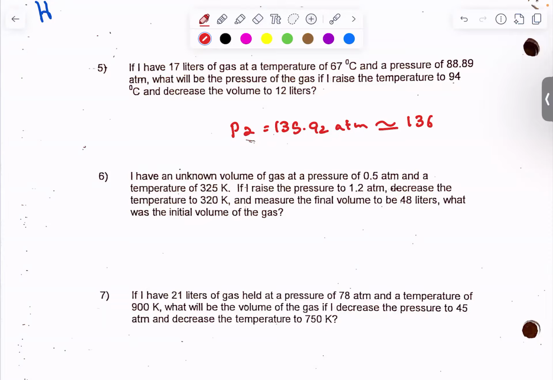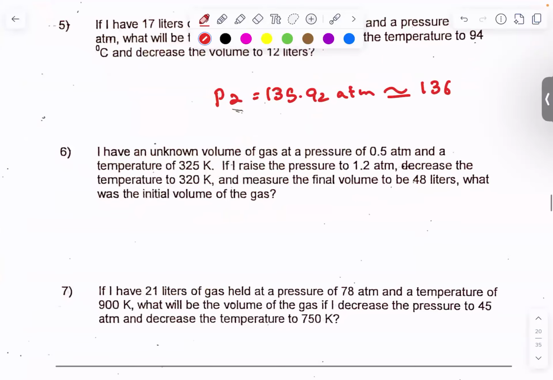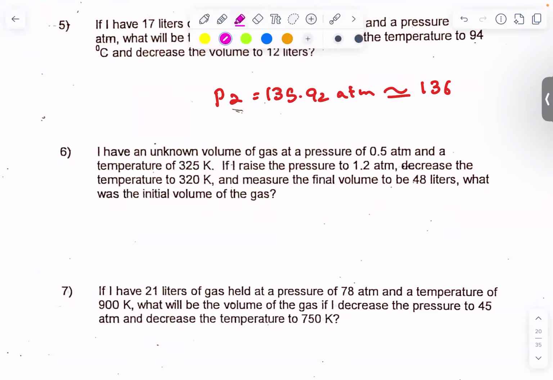Okay, I got 97.5 liters. 97. I am getting a different answer. I'm getting around 116 something. Let me double check. I'll check again.